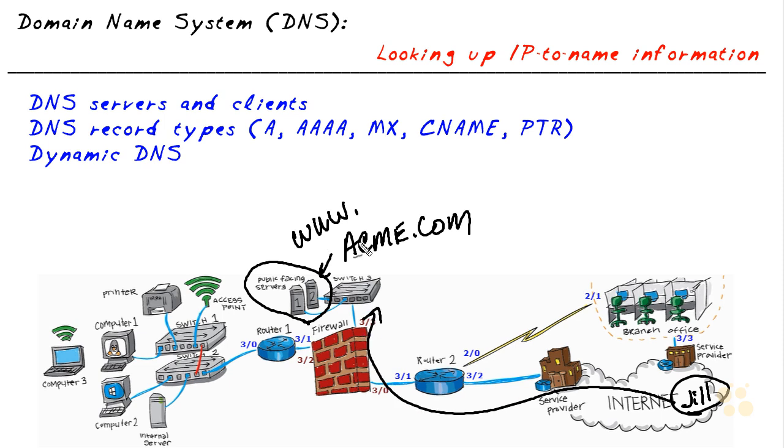So maybe www.acme.com goes to our load balancer device. Perhaps we have F5 or NetScaler that has that IP address associated with www.acme.com.